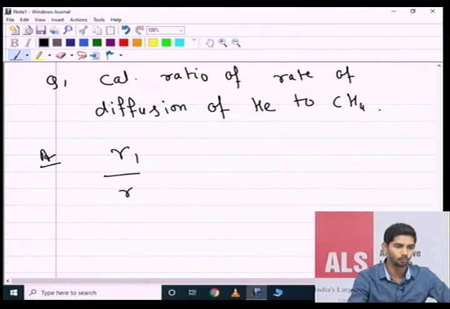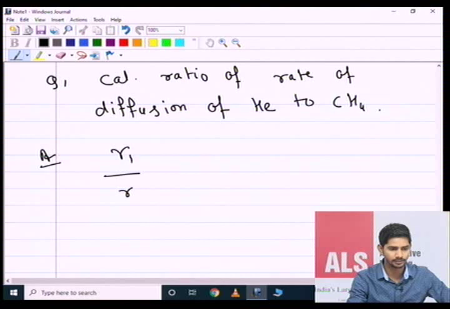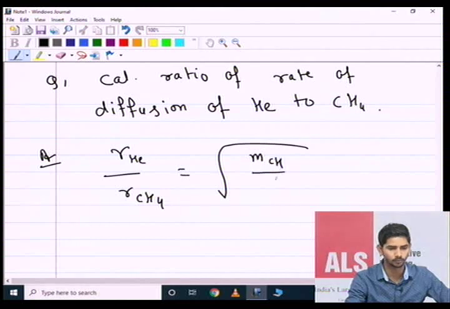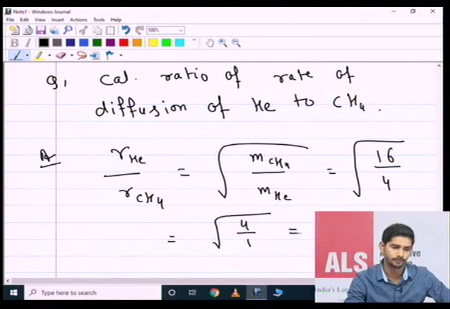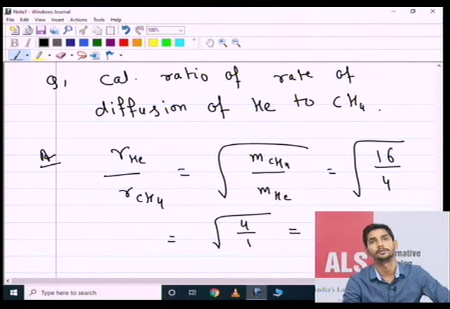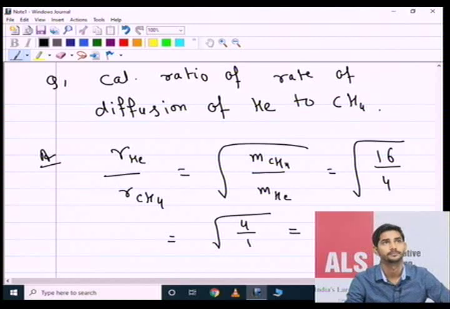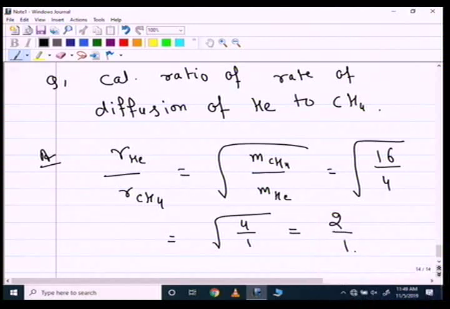So what's the answer, Itanaga? R1 upon R2. I can say, in spite of R1, this is R of the helium to the R of CH4 should be equals to what? Under the root molar mass of CH4 upon molar mass of helium. So molar mass of CH4 is 16, helium is 4. So when you will solve it, this one will be what? 4 upon 1. So on solving, you will get the 2 upon 1, which is 2:1. Okay? Very good.